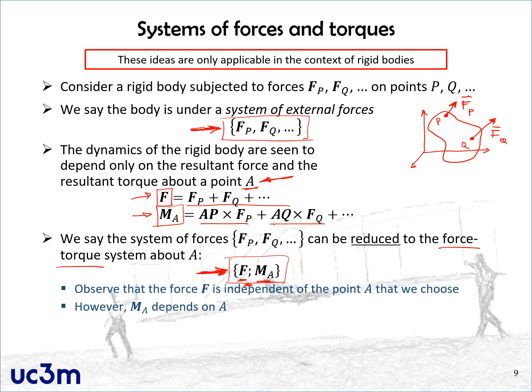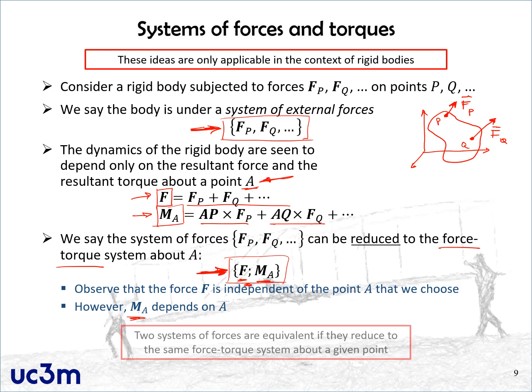Observe that the resultant force doesn't care about the point A that we choose to compute the torques, all right? Only the torque depends on the point A, of course. Whenever we have two systems of forces, we say that they are equivalent if they reduce to the same system of force torque, like you see over here, all right, about the same point, about any one point. If you take two systems of forces, you reduce them to one point like this, and you get the same result, then they are equivalent.